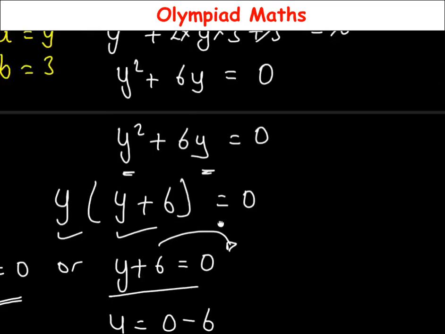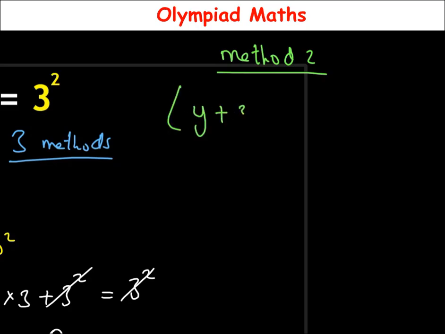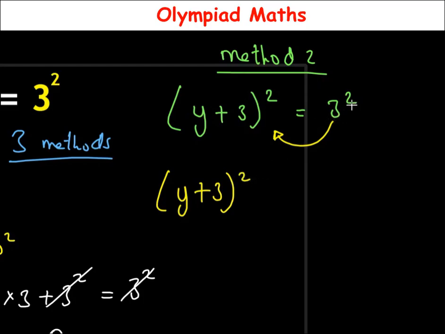Let us then look at the second method. For method 2, the problem is (y + 3)² = 3². The first thing we're going to do is move 3² over to this side of the equation, and this becomes (y + 3)² minus 3², because if plus 3² crosses the equality sign, it changes to minus 3², is equal to 0. And looking at this, we have a difference of two squares.